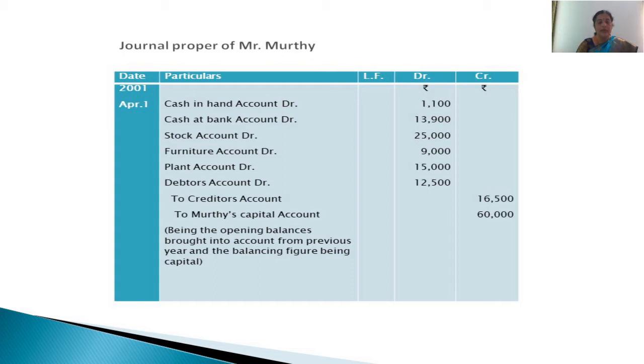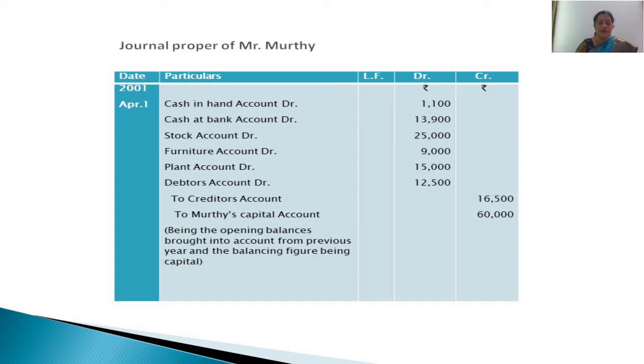And you know it already, capital account is the first item, that means the item to be written on the credit side. Then write the narration, being the opening entry: opening balance is brought into account from previous year and balancing figure being the capital.